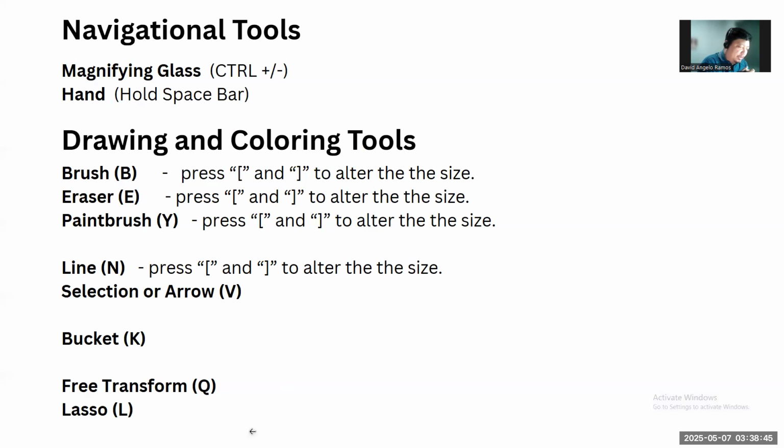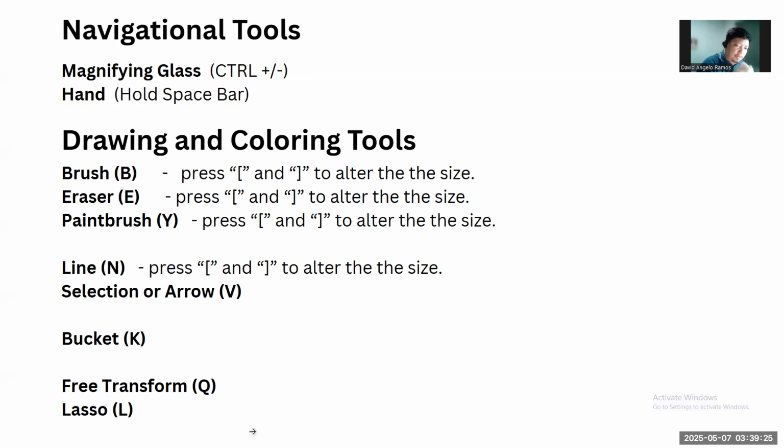And for the drawing and coloring tools, I'm going to start with the brush, the shortcut of which is B, the eraser, the shortcut of which is E, and the paintbrush, the shortcut of which is Y. So these are the hotkeys. Now for the brush, the eraser and the paintbrush, they have this shortcut right here to alter the size of their tip. You can press the left and the right bracket keys of your keyboard in order to alter the thickness or their tips.